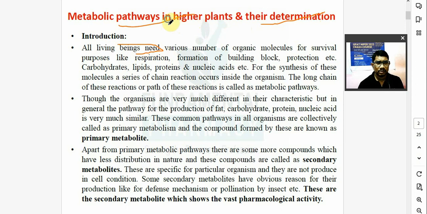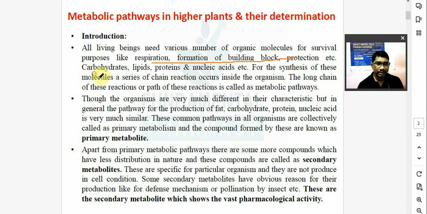For the synthesis of these molecules, carbohydrates, lipids, proteins, nucleic acids, and other components, a series of chain reactions occurs in the organism. For the survival purpose, you need certain biomolecules, certain organic components, and they are synthesized within your body. And for their synthesis, there is a series of chain reactions that occurs in every individual.